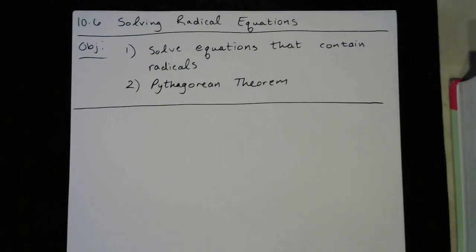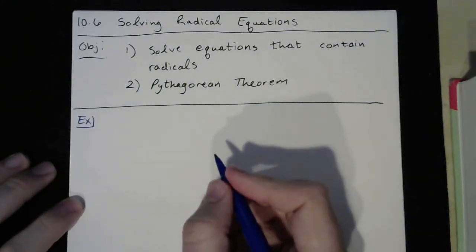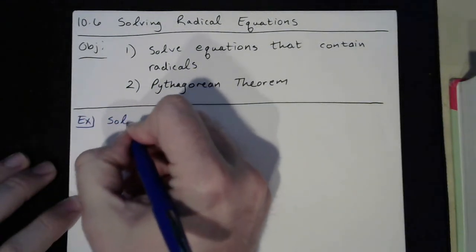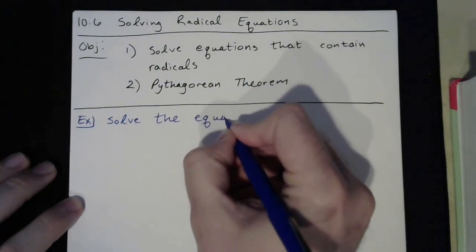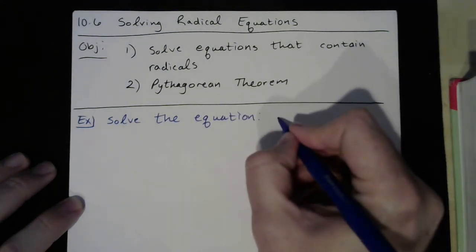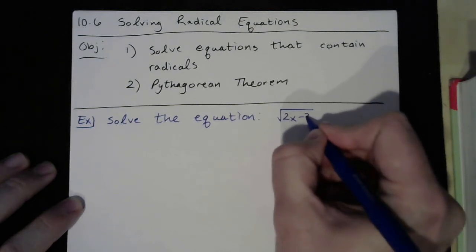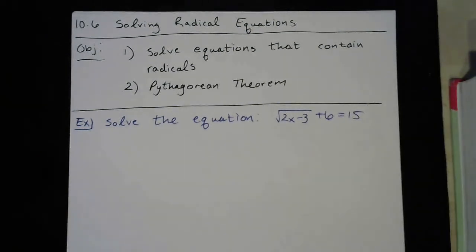So for this first example, I'm going to walk through step by step, and we're going to list out the steps, similar to what we did when we were solving systems of equations, so that you have a template moving forward. So we're going to solve the equation: the square root of 2x minus 3 plus 6 equals 15.